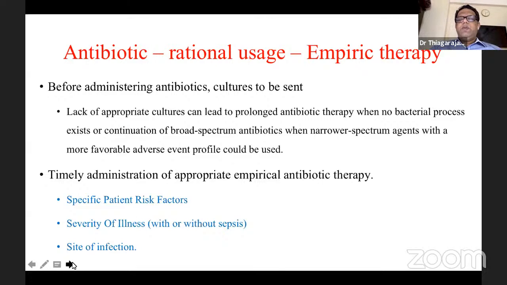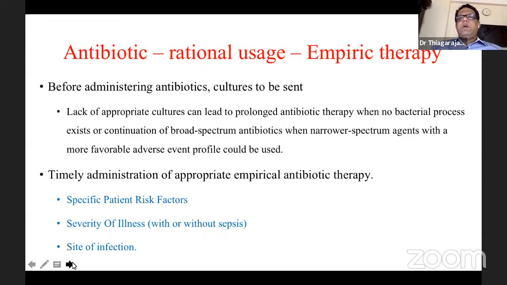empiric therapy. Before starting empiric therapy, you have to send cultures, because prolonged antibiotic therapy can result in resistance with inadequate response. And also, when you have a positive culture for a narrower spectrum antibiotic with less toxicity, you can do with that rather than going to a broad spectrum antibiotic and having wider resistance.